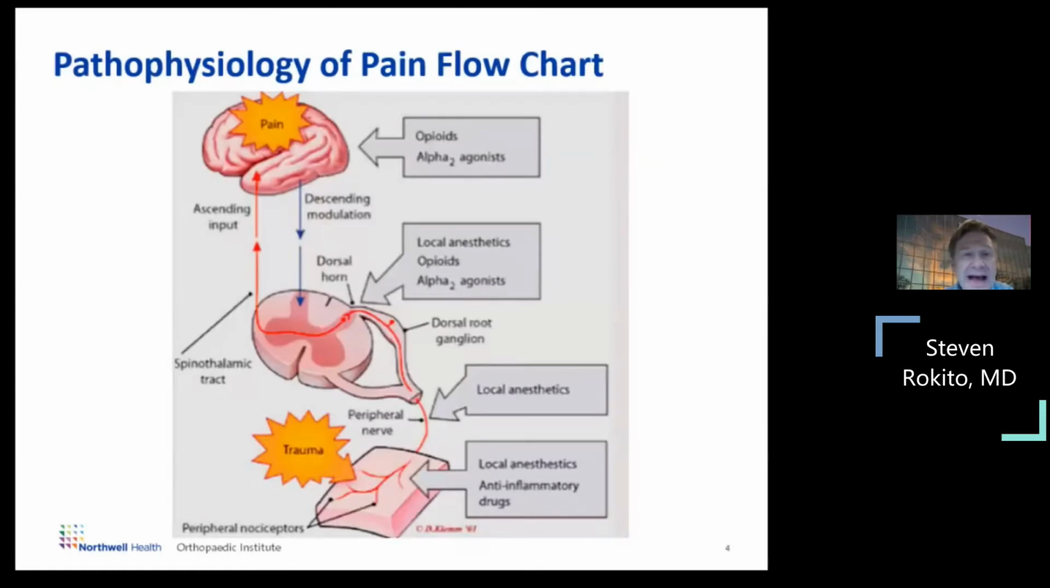Seen here is the classic pathophysiology of pain flow chart. So trauma occurs to a body part and the local nerves are stimulated with the afferent pathways to our spinal cord and our brain activated with efferent feedback. Interventions at each of these sites with anesthetics and medications will modulate the pain.